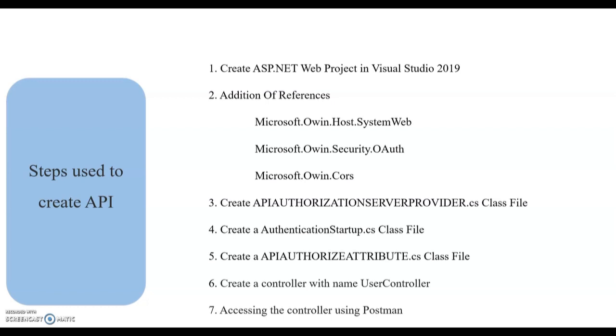Next step, we are creating an API authorize attribute class, and in this one we are creating this class to handle unauthorized access to resources and show the proper message. In step 6, we are creating a controller with the name user controller. In this one, we create an empty web API controller with the name user controller, and we will write the action with the different authorization and rules. And in step 7, we are accessing the controller using Postman.